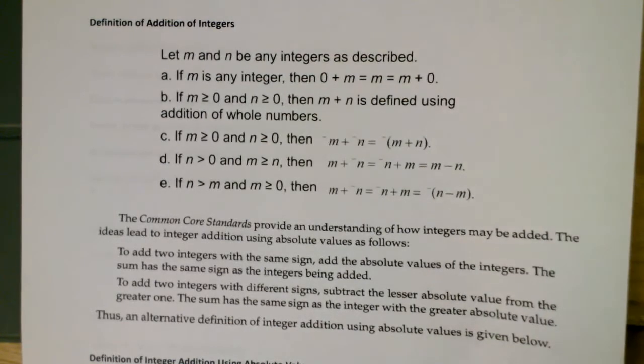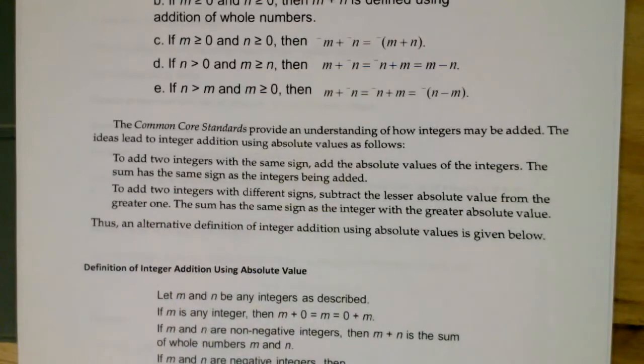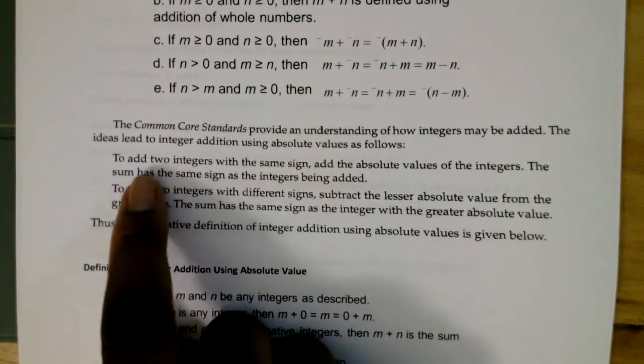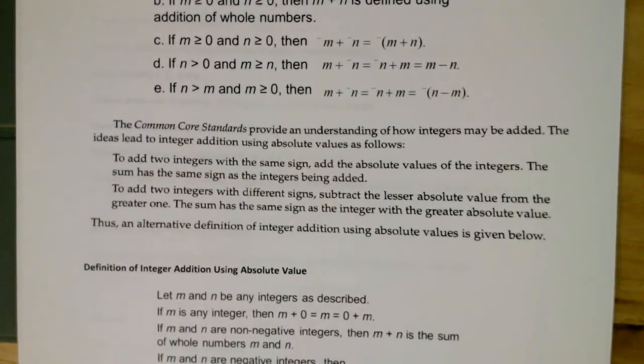Now, this might be a little bit complicated to understand, but if you put this in words, according to the Common Core standards, this leads to integer addition using the absolute values. If you have to add two integers with the same sign, you're going to add the absolute values of the integers, and the sum has the same sign as the integers being added. In other words, adding two integers with the same sign, you just add the integers and keep the same sign.